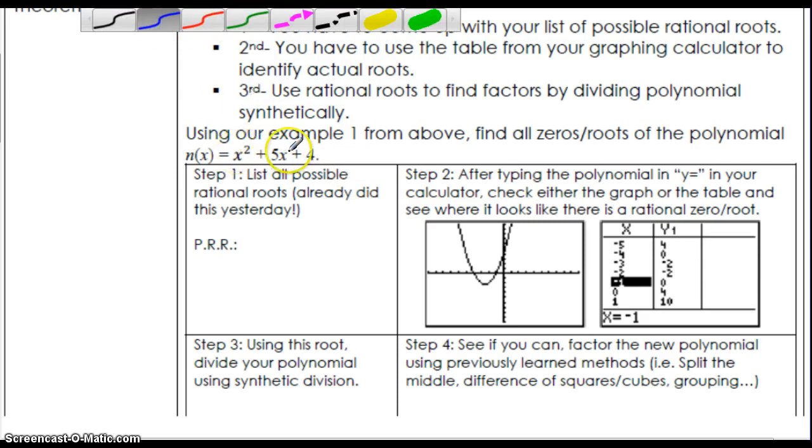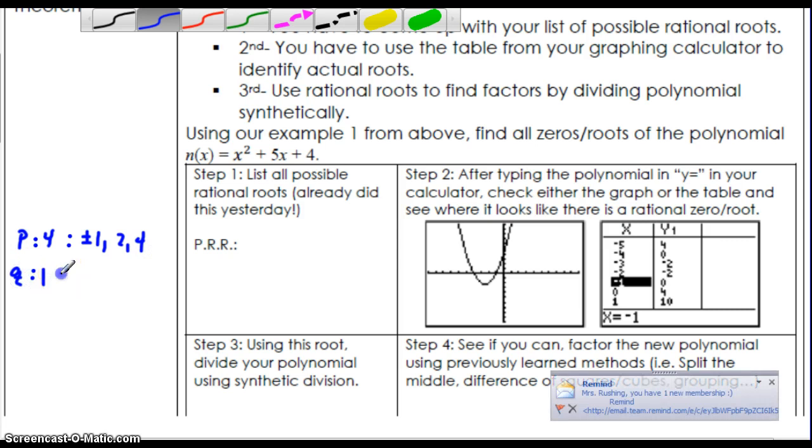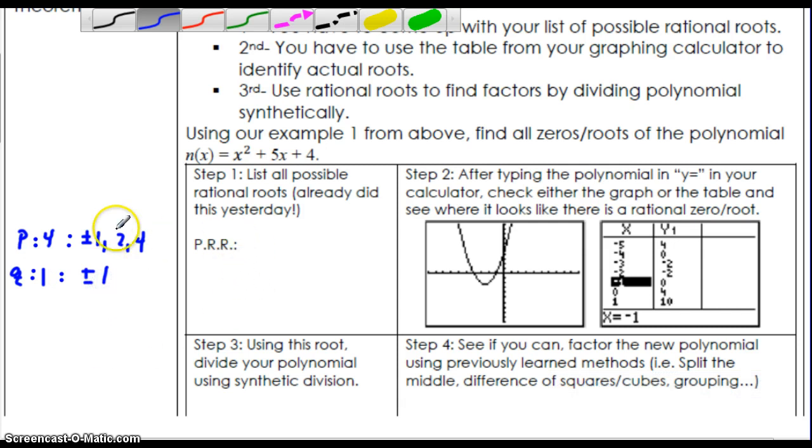So we have x squared plus 5x plus 4. Our possible rational roots, PRR is what that represents. Our P is 4, which is going to get us plus or minus 1, 2, and 4 as factors. Our Q is 1, which is going to get us plus or minus 1. And then our possible rational roots would be P over Q. So that's going to be 1, 2, and 4, both plus or minus.